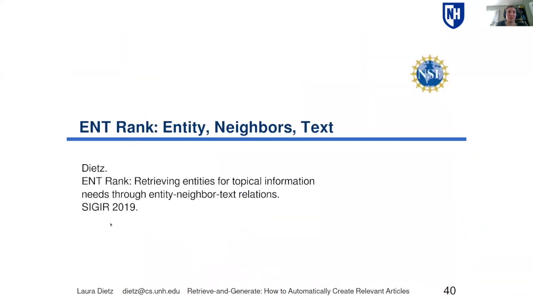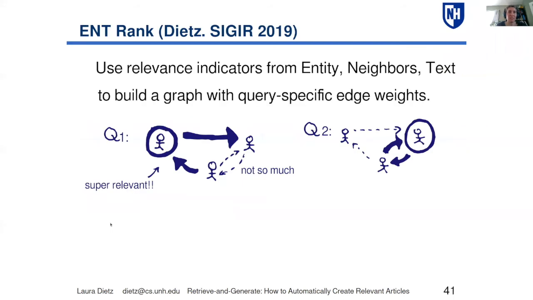Keep that in mind. I'm going to talk to you about something a little bit more recent. This is work I published at CIIR 2 years ago, and it's called ENT rank, where ENT stands for entity, neighbors, and text, which are three kinds of information that I was using here. Remember, the original goal was not just to rank entities, but to identify how entities are connected in a relevant way. Like, what is the underlying graph and which part of the graph is relevant?